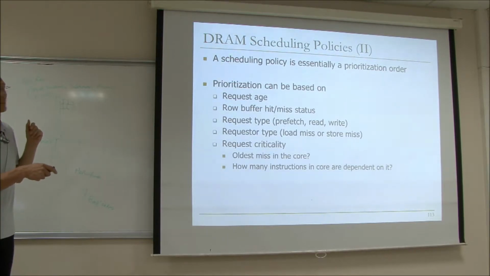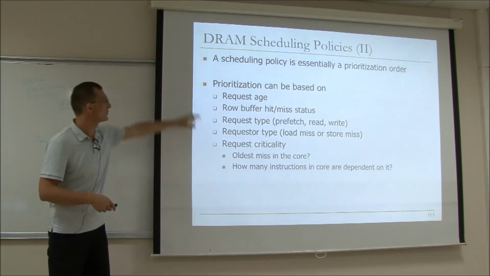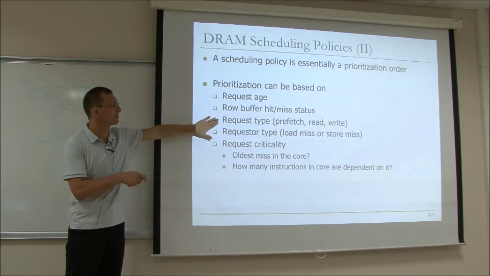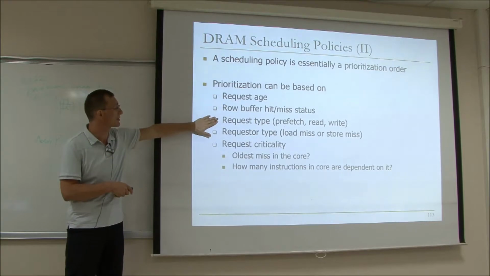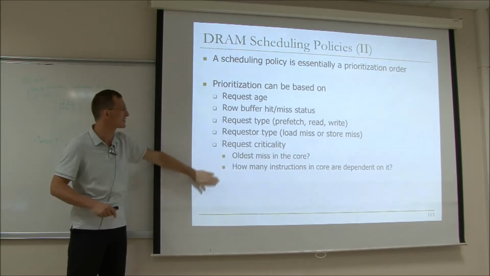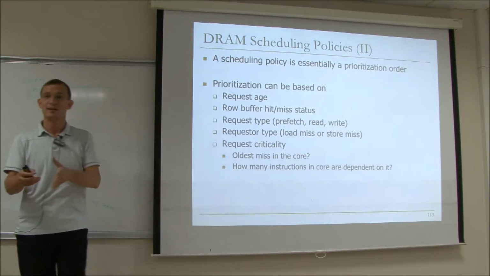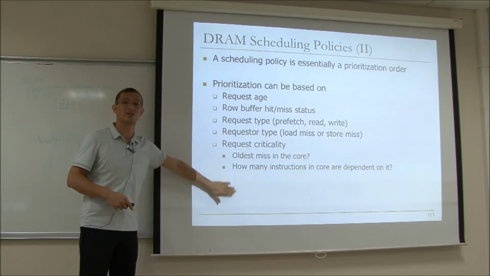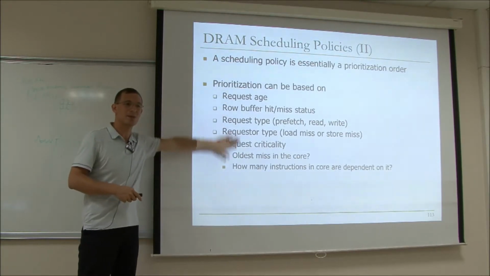A scheduling policy is essentially a prioritization order, right? And this prioritization can be based on many things. It could be based on request age, row buffer hit miss status, request type, prefetch, read write, requester type, is it a load or is it a store? How important is the request? Is it the oldest miss in the core, or is it one of the younger ones? Or how many instructions in the core are dependent on it? Or is it making many threads wait? So you could actually expose all of these to the memory controller to maximize performance. And it becomes tough to actually design the memory controller.